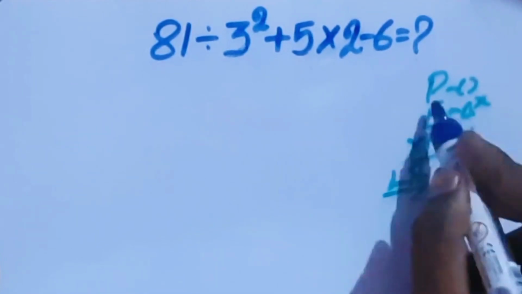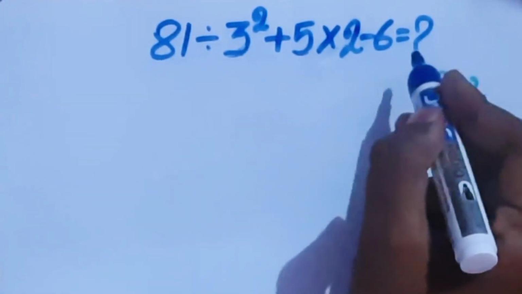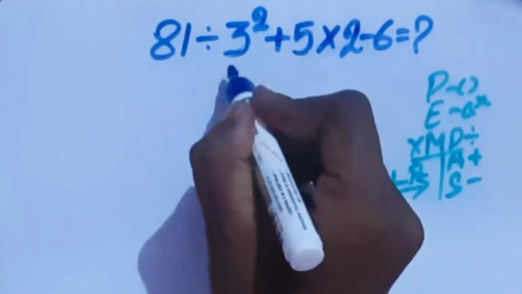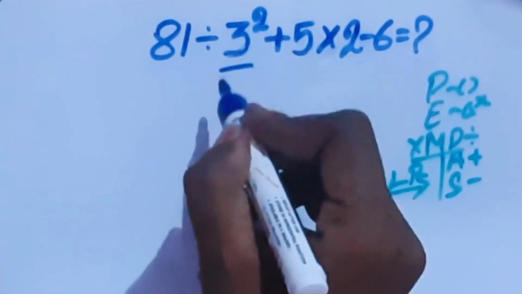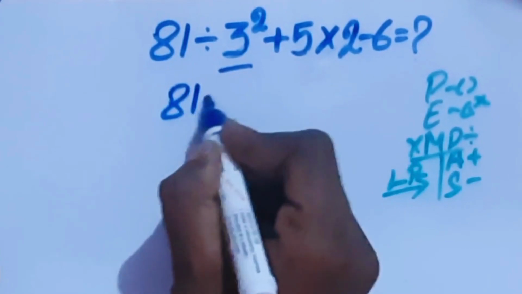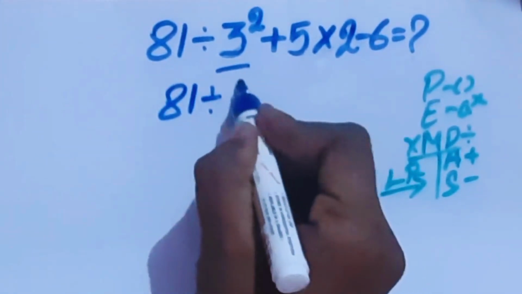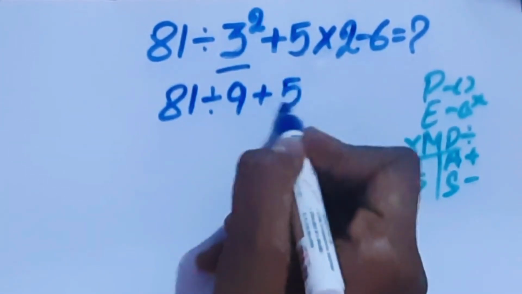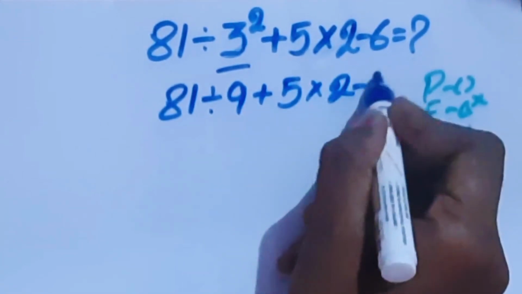Here, as per the order of operations PEMDAS, the bracket is higher priority. We don't have a bracket in this problem. The next priority is exponent. We have the exponent here, 3 power 2. We have to do this 3 power 2 before the other operations. Here 81 divided by 3 power 2 is 9 plus 5 times 2 minus 6.